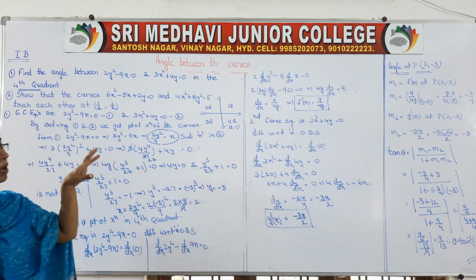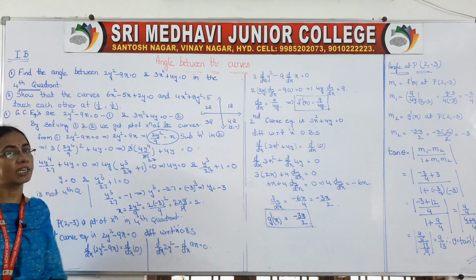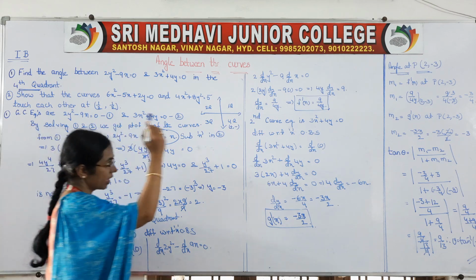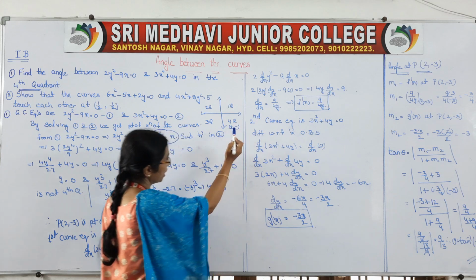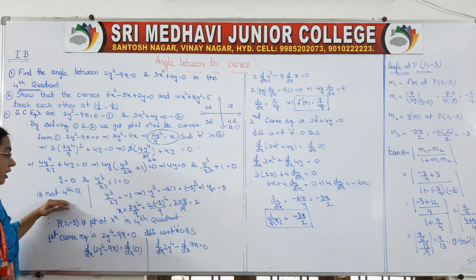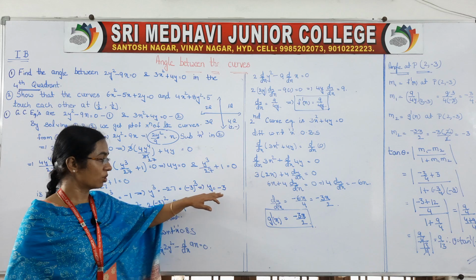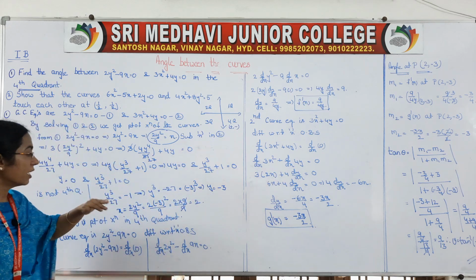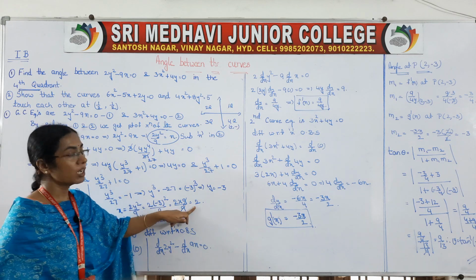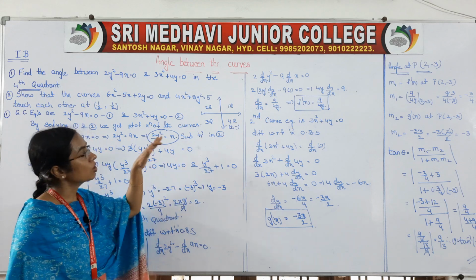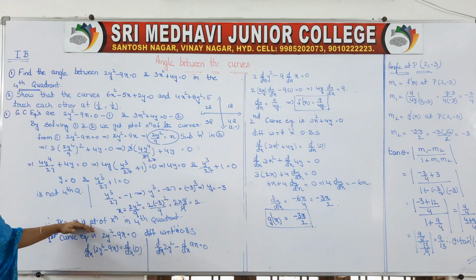But here it is given that the point should belong to the fourth quadrant, right? Fourth quadrant means the y coordinate should compulsorily be negative and the x coordinate should be positive. So y is equal to 0 cannot be taken, as it is not in the fourth quadrant. So we take y is equal to minus 3, which is in the fourth quadrant. Then you substitute in x and you will get 2. So the x coordinate is positive and the y coordinate is negative, so this point belongs to the fourth quadrant.